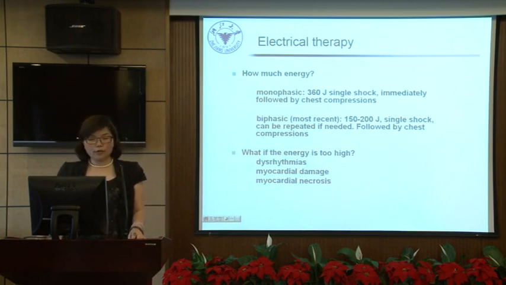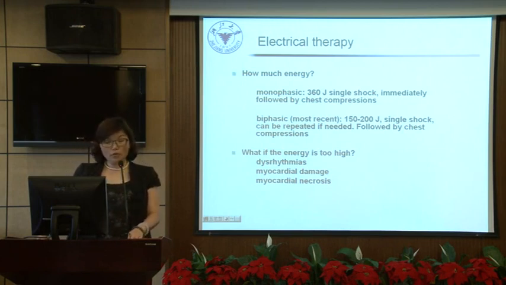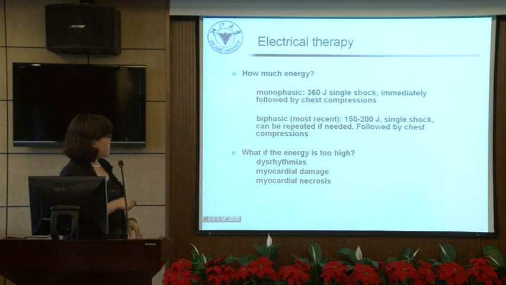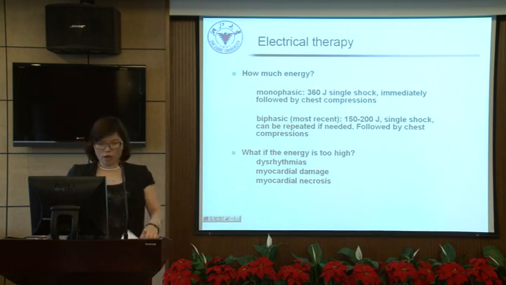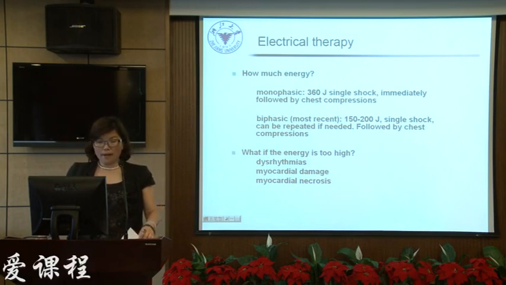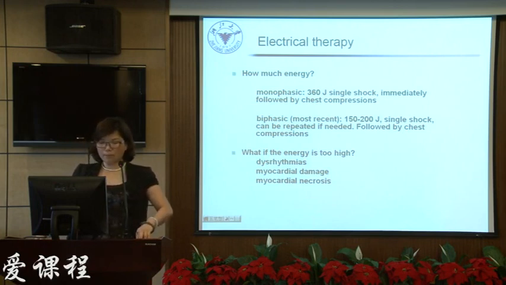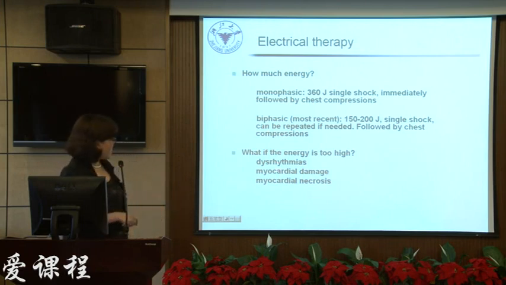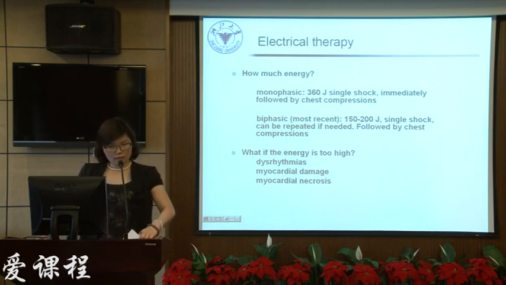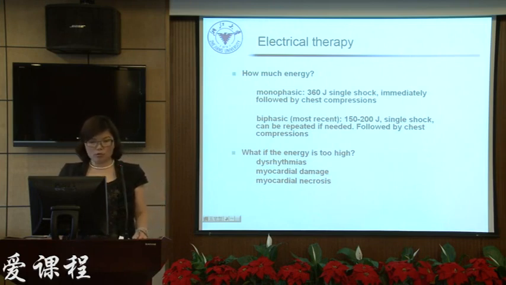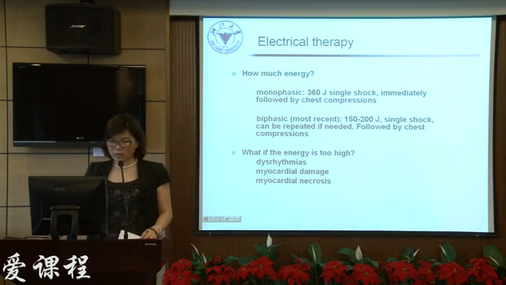When we give electrical therapy, how much energy? There are differences between monophasic and biphasic. Monophasic is a 360 J single shock, and biphasic is a 150 to 200 J single shock. When the energy is too high, it may cause dysrhythmias, myocardial damage, or myocardial necrosis. So we should choose the correct, proper energy for electrical therapy.